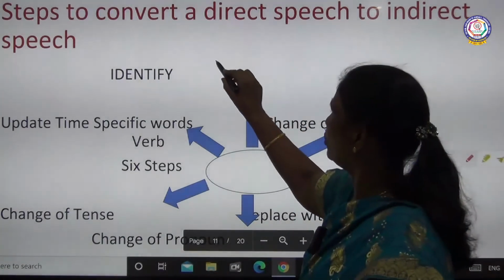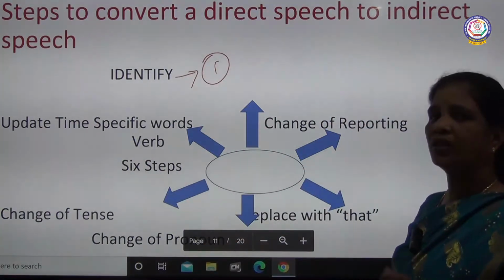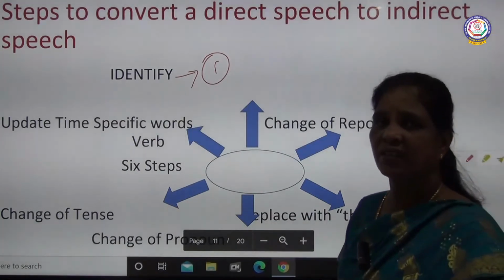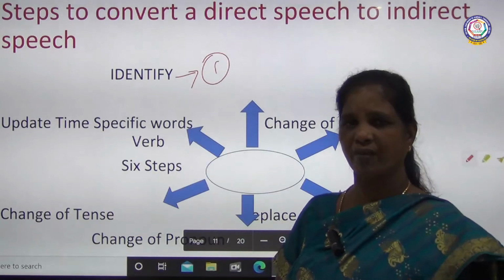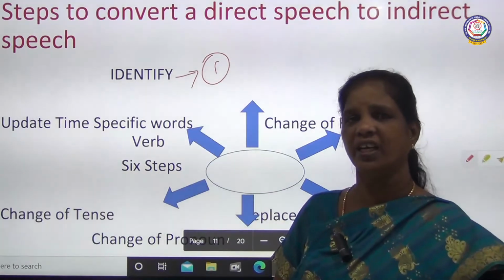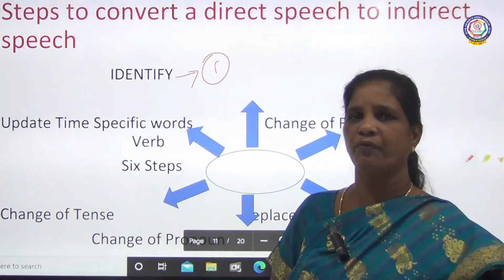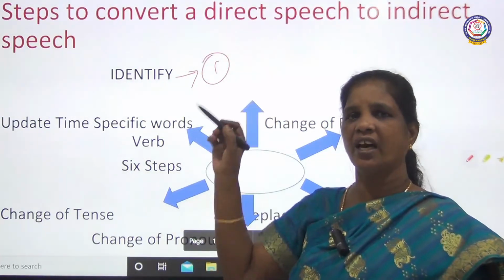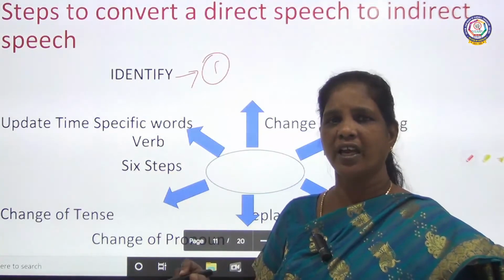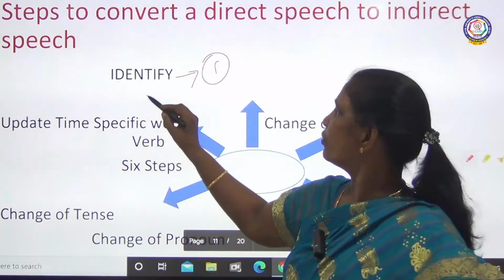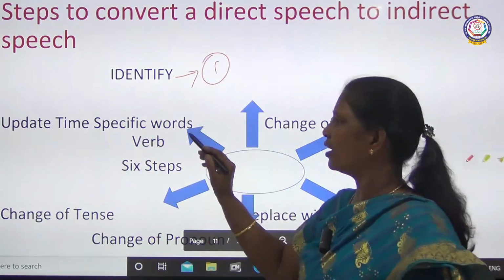First what you have to do? You have to identify the reported verb and what speech is given, whether it is given in indirect speech or direct speech. If it is given in direct speech, you have to change into indirect speech. If it is given in indirect speech, you have to change in direct speech. So you have to know how to identify. So when the quotation and a comma is there in the sentence, it is direct speech, and if it is not there, it is indirect speech. So here you have to identify, then update time specific words. There will be specific words.